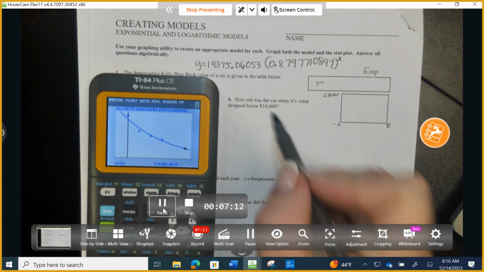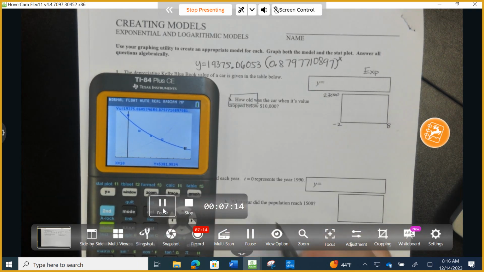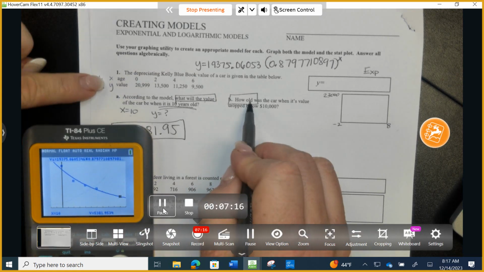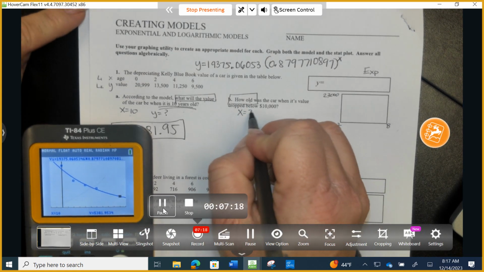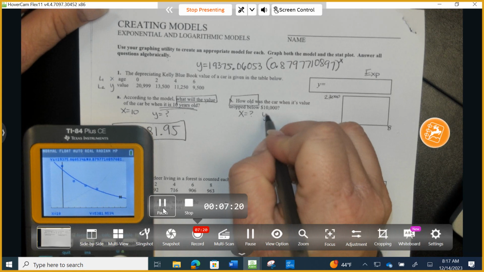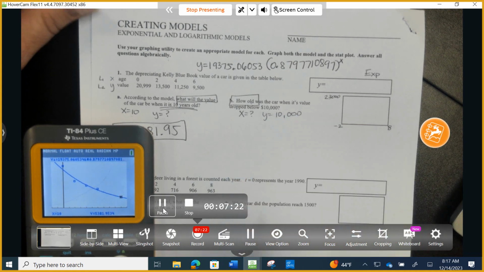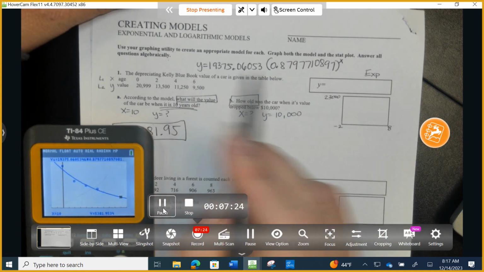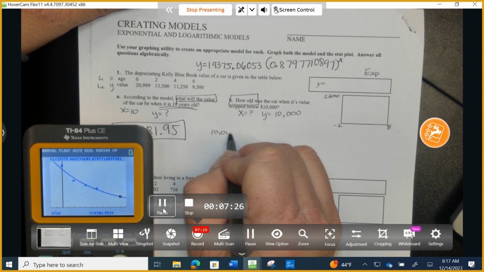Let's look at part B. How old? So I want to box in the question. Now, old is talking about age. That means I don't know what x is, but I know y is 10,000. And I need to solve. So my y is 10,000. So I have 10,000.